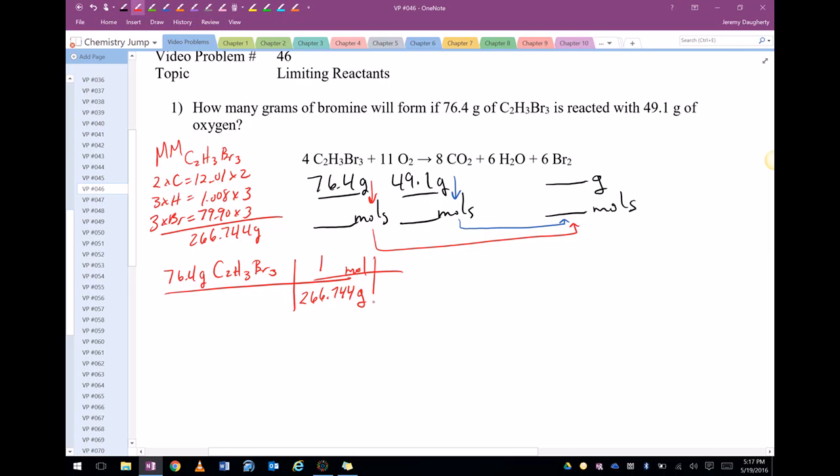Now I'm going to convert that. That gives me moles of C2H3Br3. Now I'm going to convert it to moles of bromine. So I've got C2H3Br3 on bottom, Br2 on top, 6 Br2s for every 4 of those. So let's get that answer: 76.4 divided by 266.744 times 6 divided by 4. Watch your order of operations, okay? Make sure you're plugging it into the calculator right.